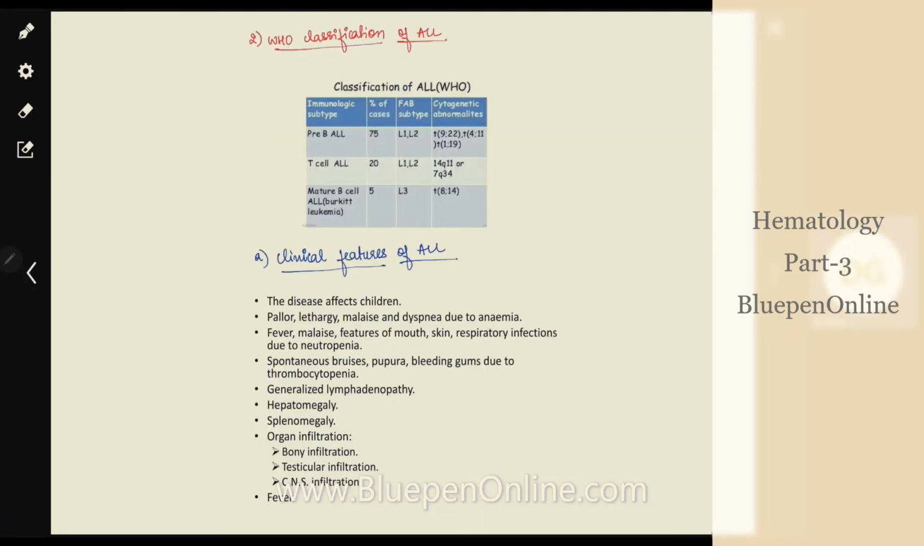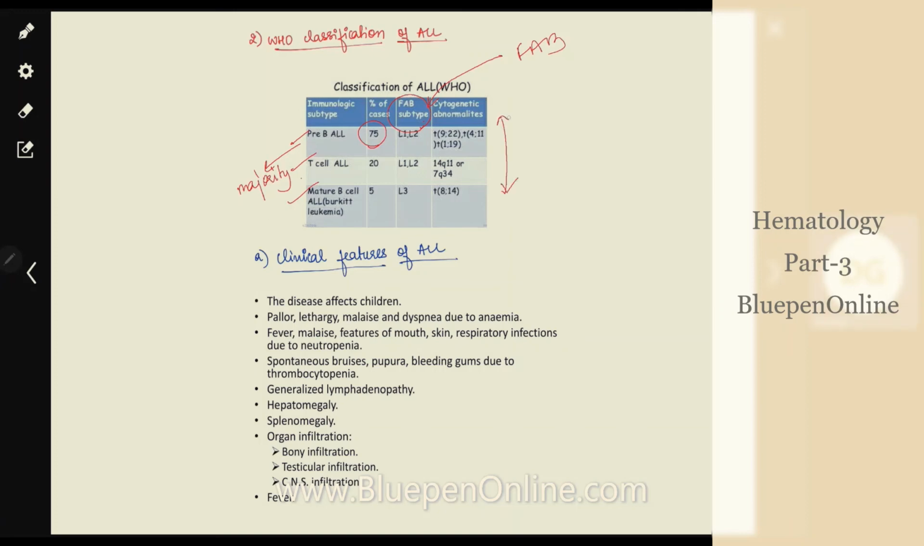The drawback of FAB classification is it concentrated only on the morphology and did not tell us about the genetic abnormality and did not help us in treatment. Hence, the WHO has classified ALL into pre-B ALL, T-cell ALL and mature B-cell ALL. In 75% of the cases, the majority is pre-B ALL. You can see the WHO has incorporated the FAB into its classification. And it also tells us about the cytogenetic abnormalities.